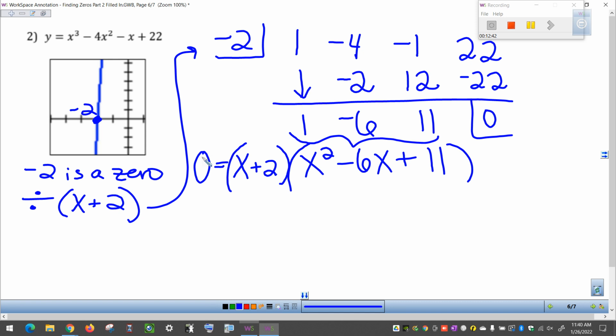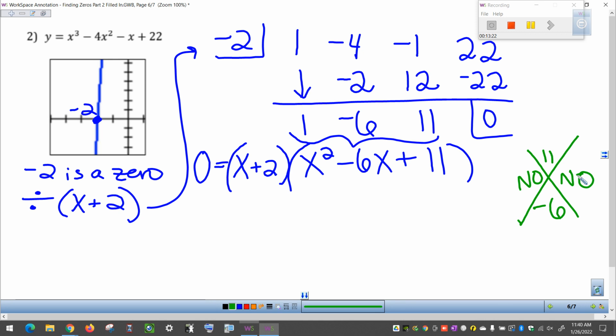Now, if we look at the trinomial part, so kind of in the same position as we were in the last problem, in order to factor that further, we would have to find 2 numbers that multiply to +11 and add to -6. We don't have many options here. We really just have 1 times 11. So this is going to be one of these. We're not able to factor the trinomial part.